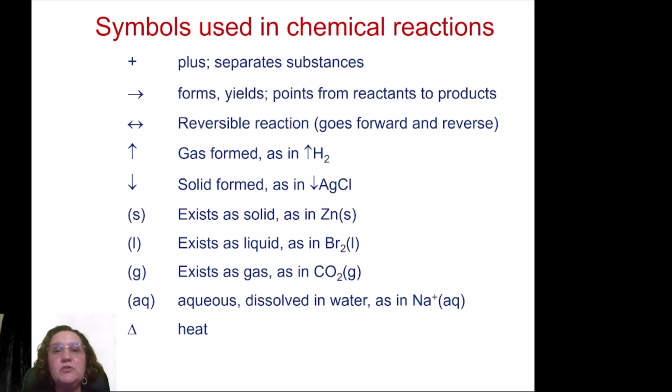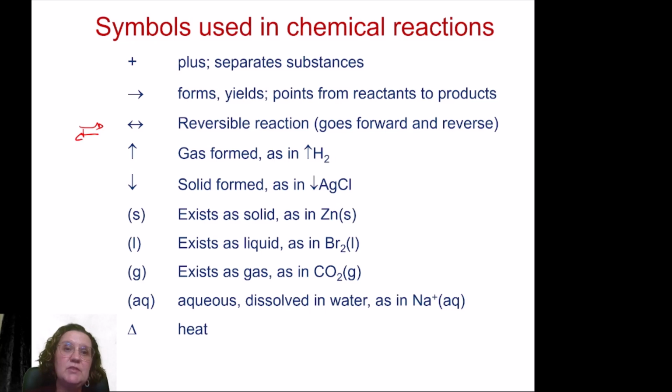These are just some symbols used in chemical reactions that it is important that you get familiar with. The plus and the arrow you have already come across. You will also see these double-headed arrows. Sometimes you will see it like this with 2 arrows pointing in opposite directions. It means this is a reversible reaction. We will look more into what reversible reactions are in future sessions. Basically, it's a reaction that can go forward, but also goes backward.